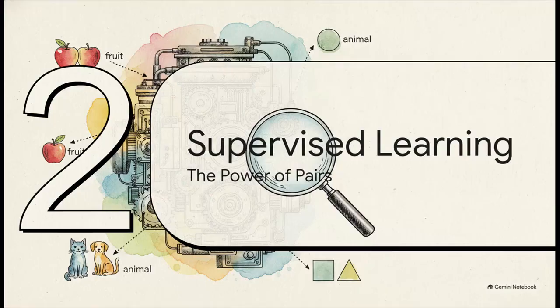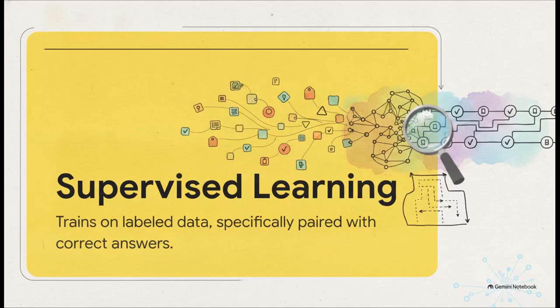All right, moving to Section 2, supervised learning demystified, the power of pairs. Let's open the hood on our first major engine here. The absolute crucial element of supervised learning is right here in the definition. It trains on labeled data. It uses inputs paired with correct answers.